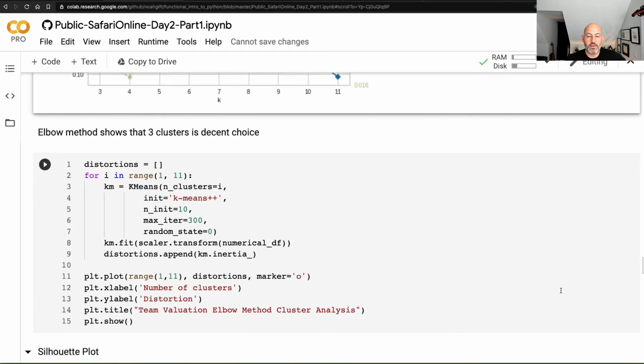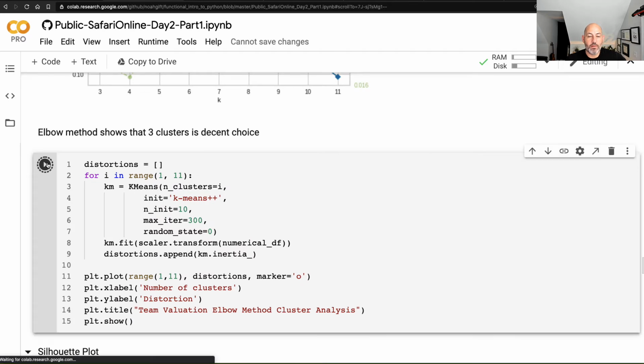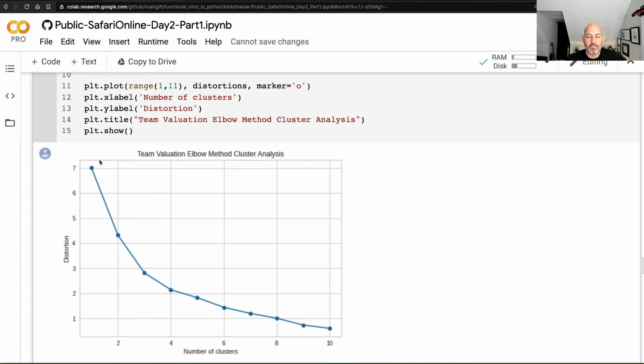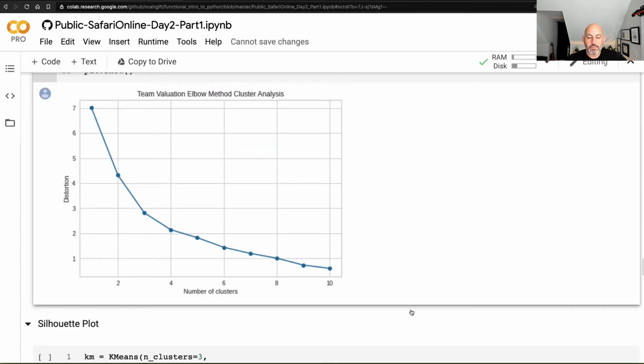You also can do your own elbow method. Here's an example where you can go through and do your own elbow plot. And we see that this particular distortion here would be a good elbow, right? Three seems about right, where it's the number of clusters and the distortion. That's typically where you want to pick. It's just a guide. It's not like a hard and fast rule.